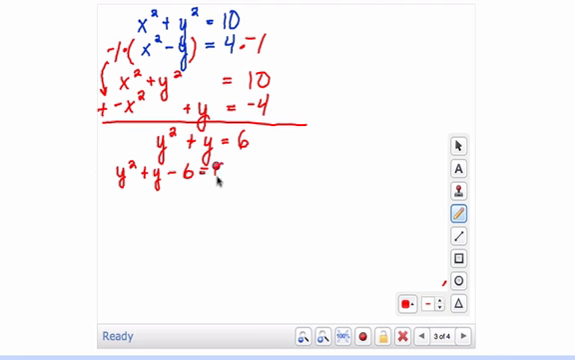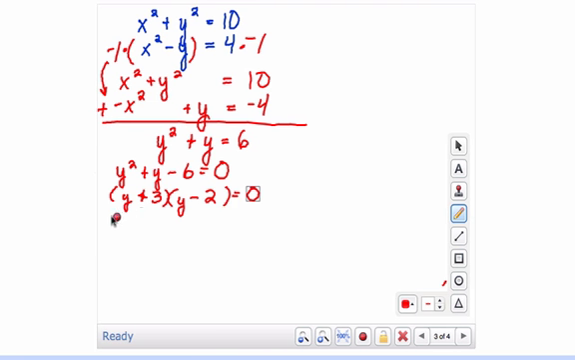So can you think of two numbers that multiply to give you -6, but add to give you a +1? Okay, so it's going to be +3 and a -2. Right, because it multiplies to give me a -6, but when I add 3y and -2y together, that will give me this 1y.